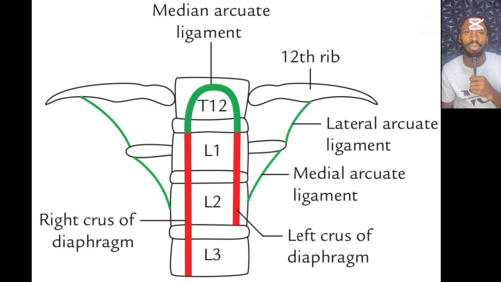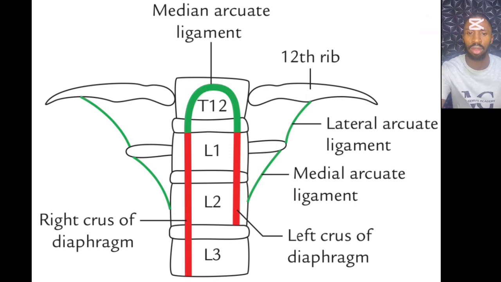Don't forget, the medial arcuate comes from the body of L2 to the transverse process of L1. The medial arcuate is from the body of L2 to the transverse process of what? L1. While the lateral arcuate is from the transverse process of L1 to the lower border of the rib of what? T12. Don't forget. So that is the medial and the lateral arcuate ligament. They are very, very important structures.